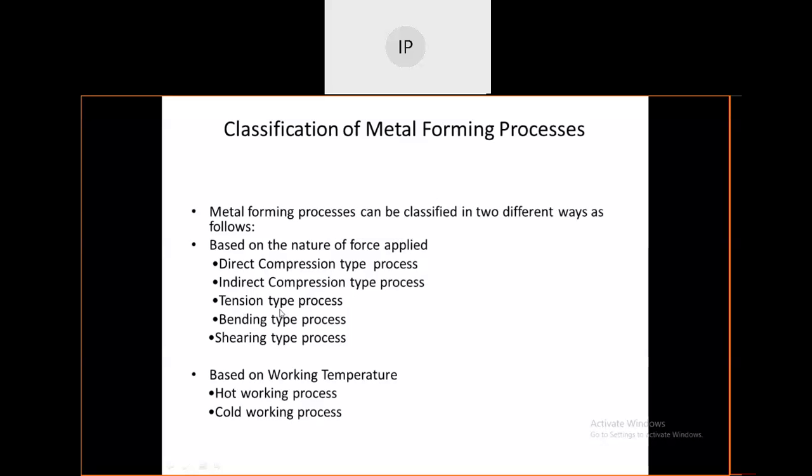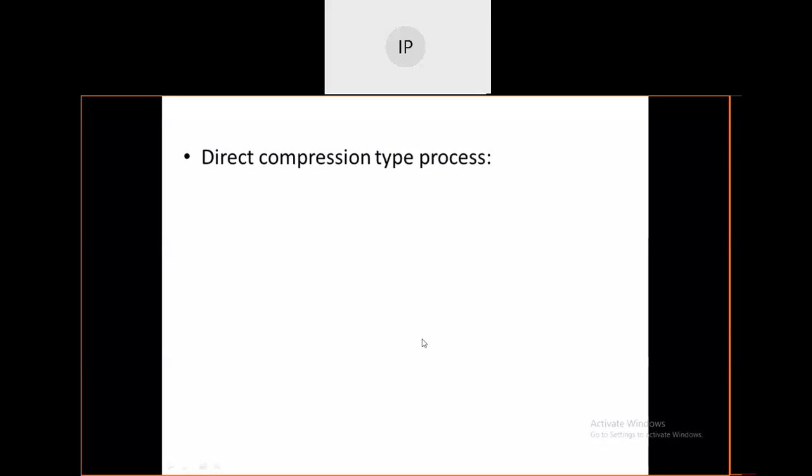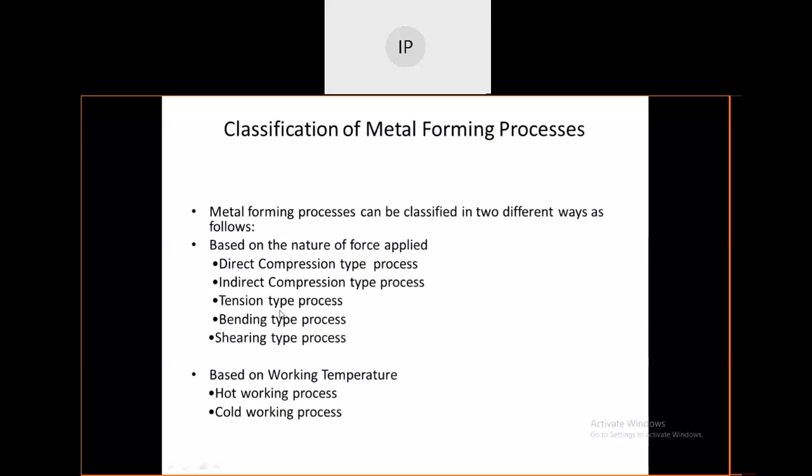Also, we have the tension type process. Here, on both sides we are adding the tension force, the tensile force. Also, we have the bending type processes, where a bending force is applied to the object to give the desired shape. Also, we have the shearing type processes, where a shearing force is applied to the object. So depending on the type of the force applied to the object, we have different types of metal forming processes. The first one is the direct compression type process.